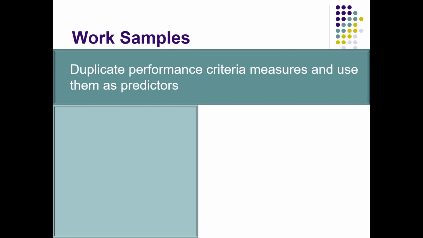So we're going to duplicate performance criteria measures and then use them as predictors. So we're going to try and predict how, for example, a professor might be in the classroom based on how they performed in the work sample that they gave.